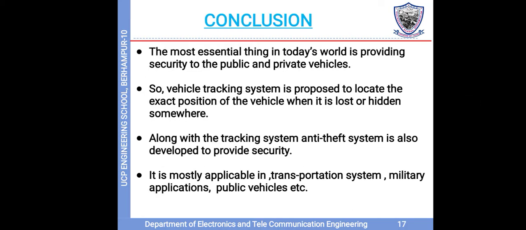Conclusion. The most essential thing in today's world is providing security to the public and private vehicles. So, vehicle tracking system is proposed to locate the exact position of the vehicle when it is lost or hidden somewhere. Along with the tracking system, anti-theft system is also developed to provide security. It is mostly applicable in transportation system, military application, public vehicles, etc.